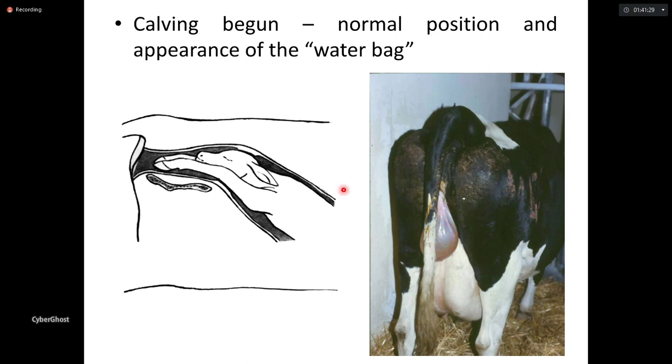So then the animal is coming with the front leg, right? This is a normal delivery, but there are some abnormal ways. In that situation, we have to assist the mother cow just to support the birth of the young one, right? But this is a normal birth practice. You can see this kind of observation.